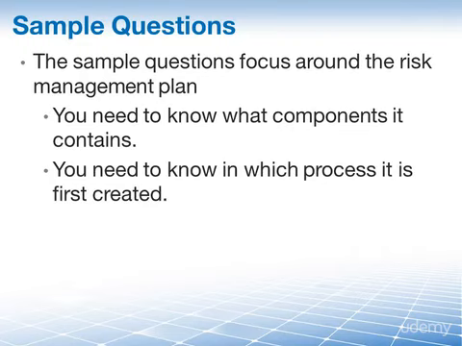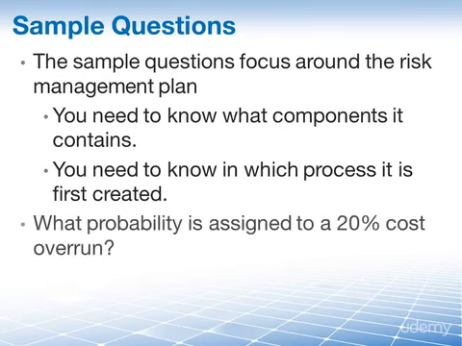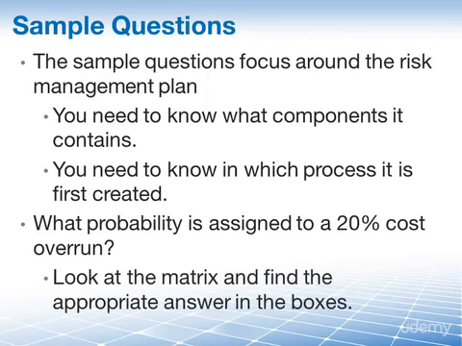And we have also seen sample questions that show you a probability and impact matrix. And the question there was, what probability is assigned to a 20% cost overrun? And you are then going to have to take a look at the matrix and find the appropriate answers in the boxes. So a similar table that you have seen on the previous slide, a rather easy thing to do, to just look up and find the correct number in the table.